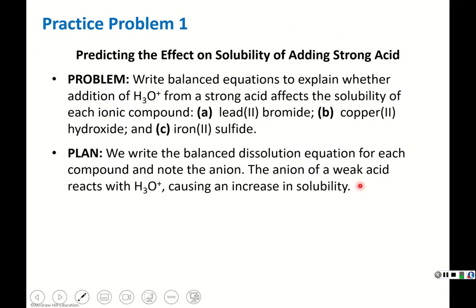Okay, so let's try a practice problem with this concept. Write balanced equations to explain whether the addition of acid from a strong acid would affect the solubility of each ionic compound. So we have lead(II) bromide, copper(II) hydroxide, and iron sulfide.